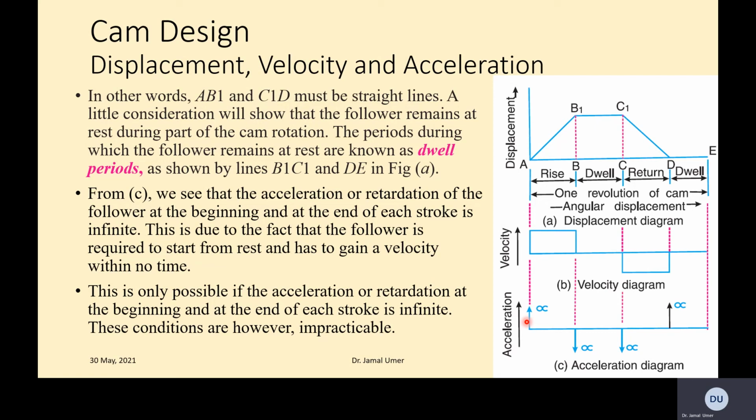Because the velocity shows from 0, within zero time, an immediate increase in velocity. That can only be possible if you have infinite acceleration, or the same thing with the retardation as well. So when it's going down, deceleration. This is only possible if the acceleration or retardation at the beginning and at the end of each stroke is infinite. These conditions are, however, impracticable. So this is not true. So we'll just modify this diagram a little bit.